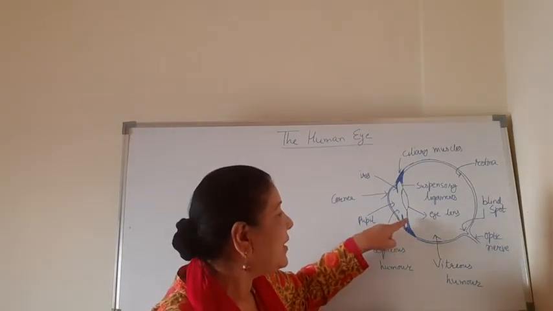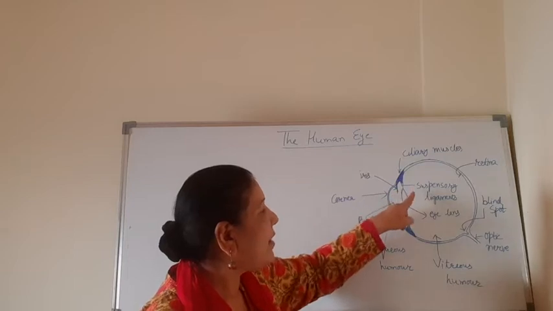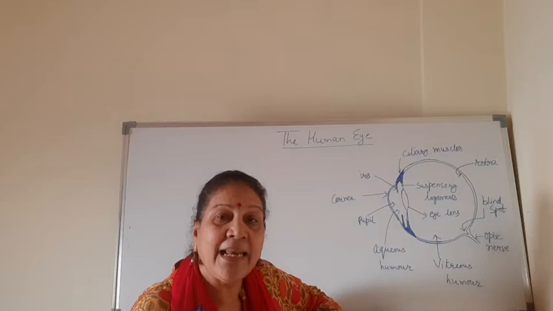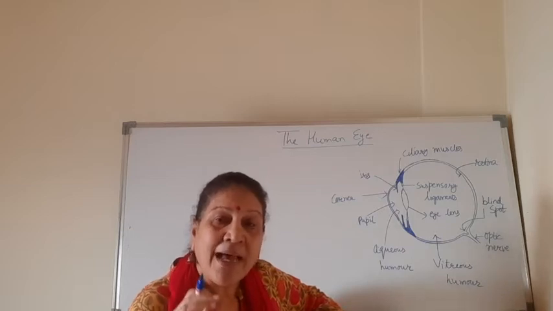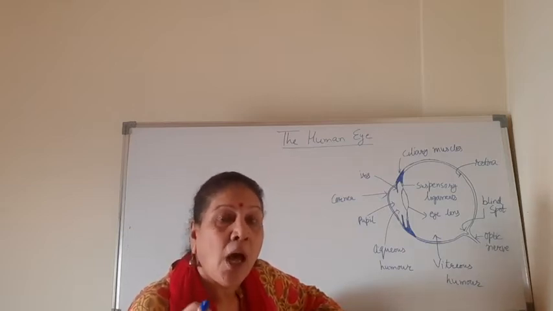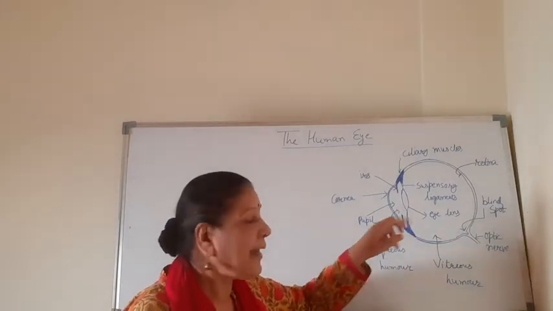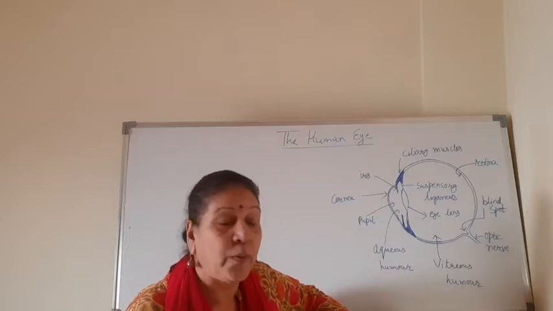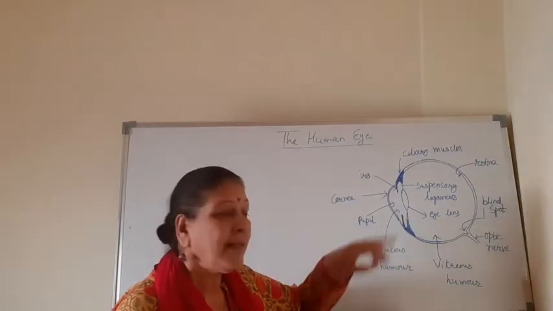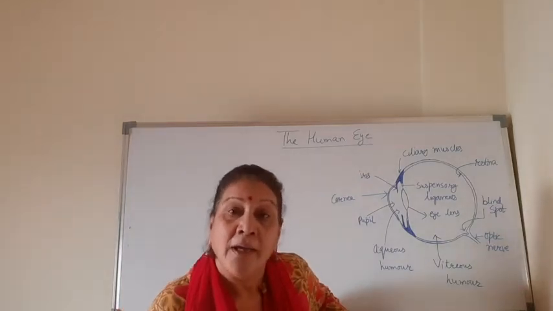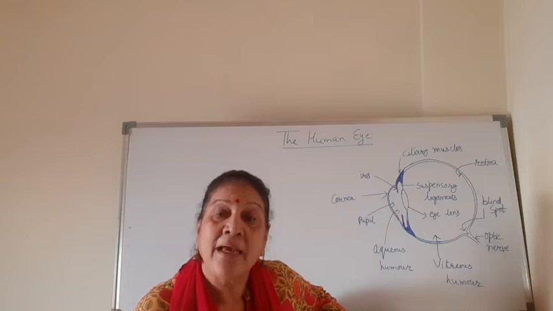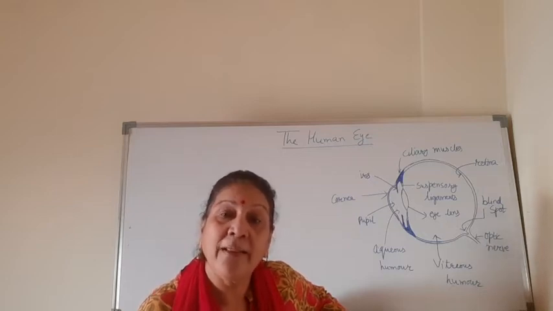Then we have the ciliary muscles and the suspensory ligaments, which hold the eye lens in its position. This eye lens is a convex lens made up of a jelly-like structure of proteins, and it has the ability, it's a God's gift, to change its focal length.